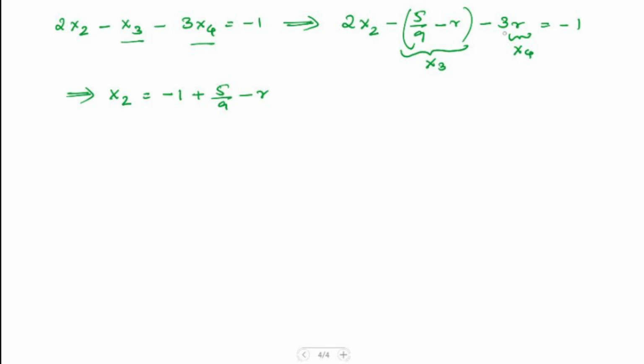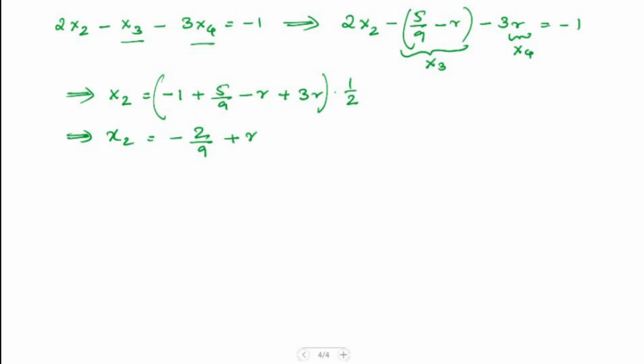And if minus 3r goes to the other side, you have plus 3r here. So now with x2, you have 2 multiplying, so it will go on the other side and divide. You could also write it as the whole thing multiplied by 1 over 2 instead of saying divide by 2. So if you solve this, what you get is x2 is equal to minus 2 over 9 plus r.